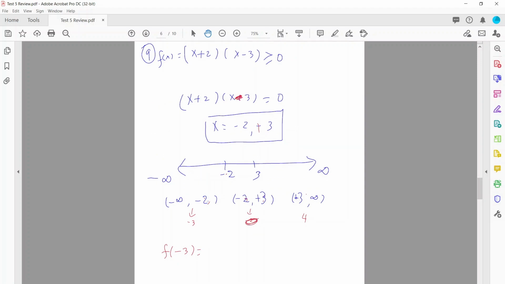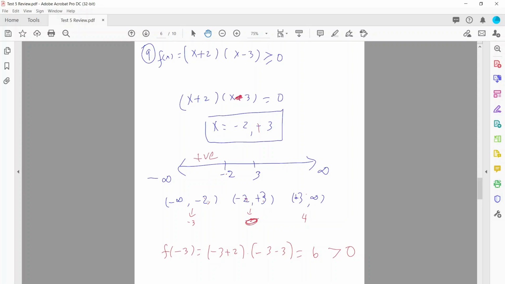It will give you -3 plus 2 times -3 minus 3. So this will be a negative number, this will be a negative number, eventually it will be a positive number. We just care about positivity or negativity of the function, but you can also find out the value. That's up to you. It's -1 times -6 is positive 6. So that's positive. So the meaning is the function f of x, this expression, will be positive on this interval.